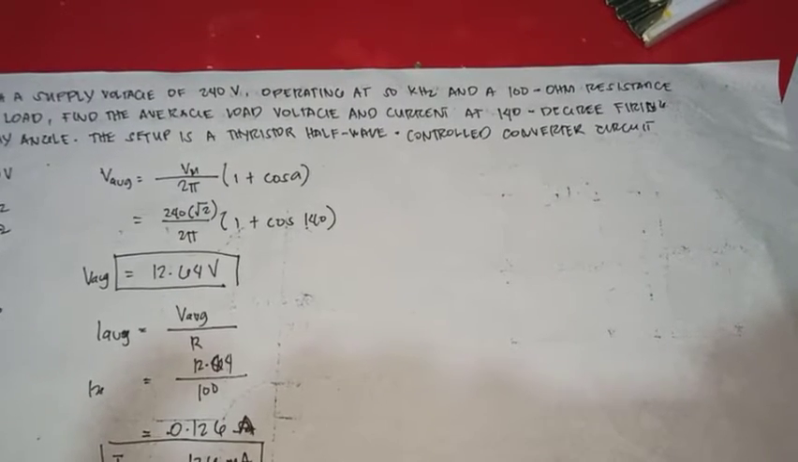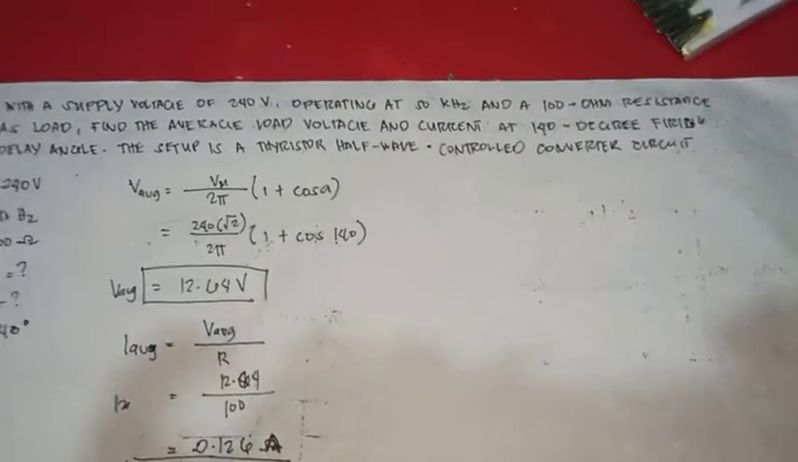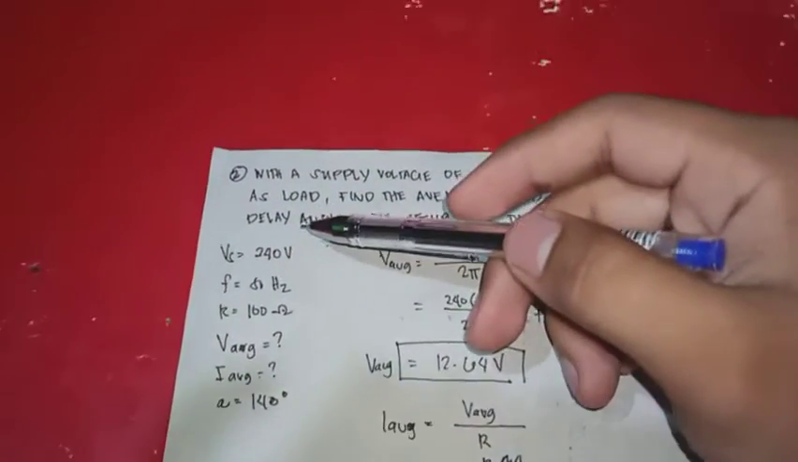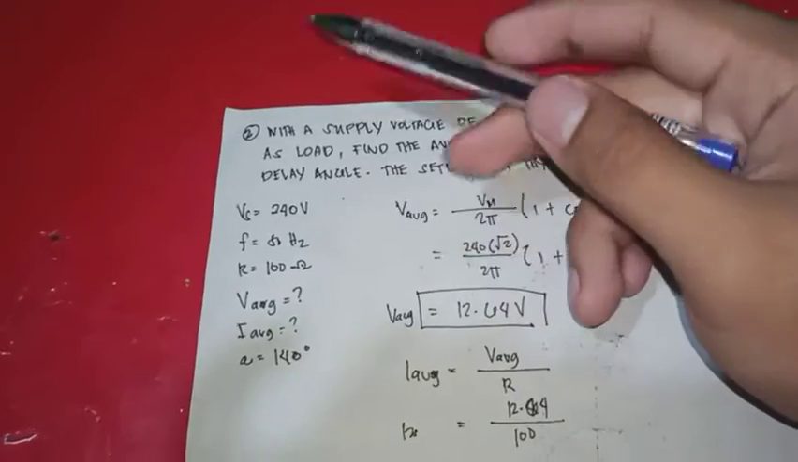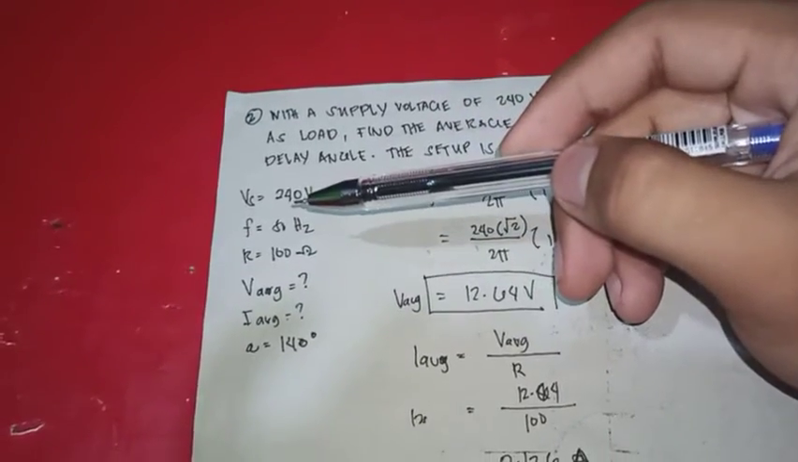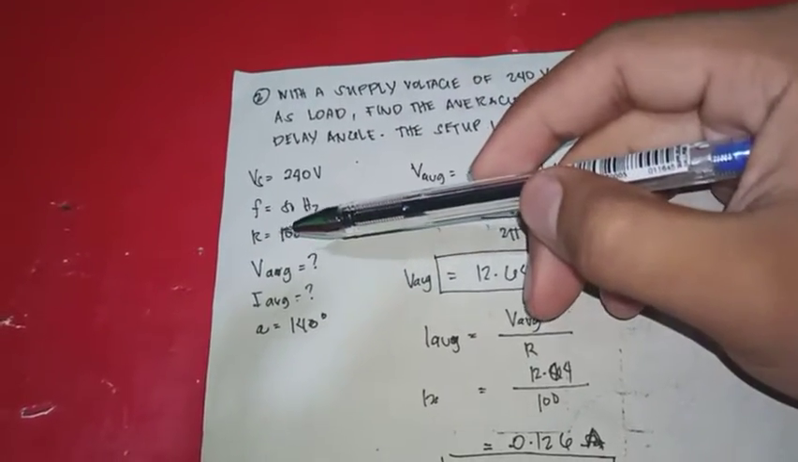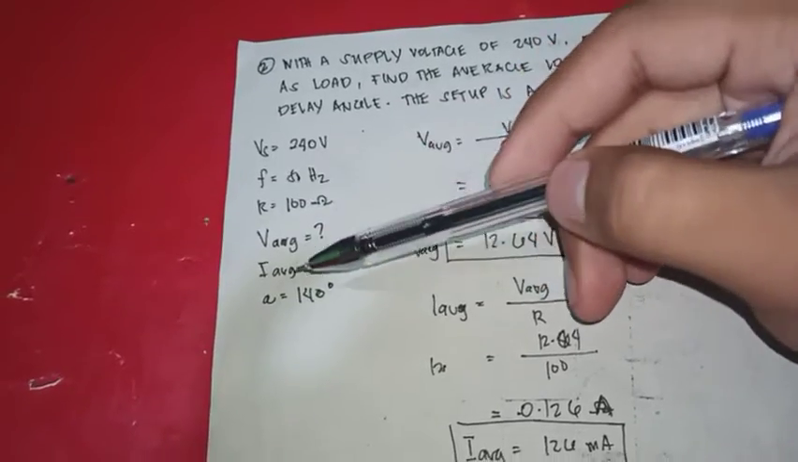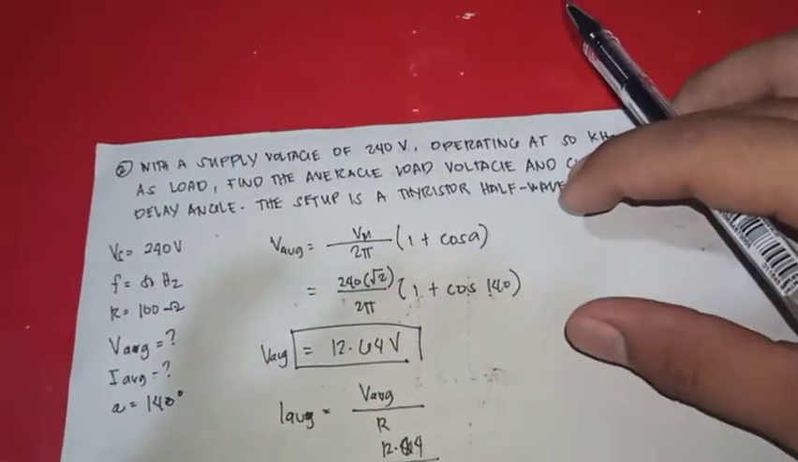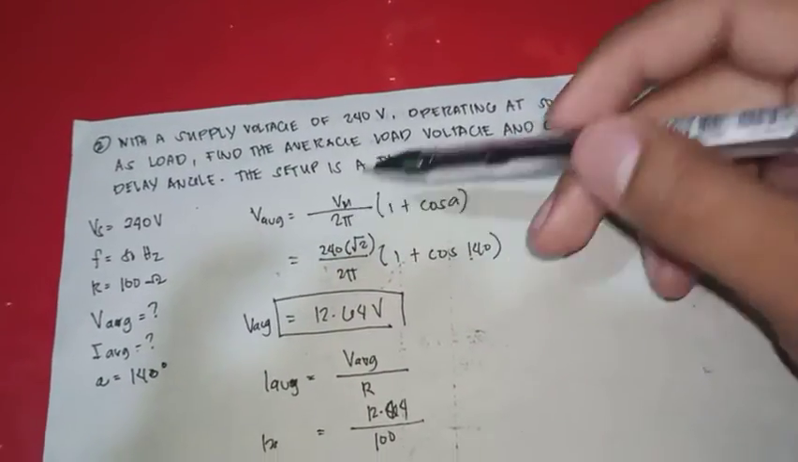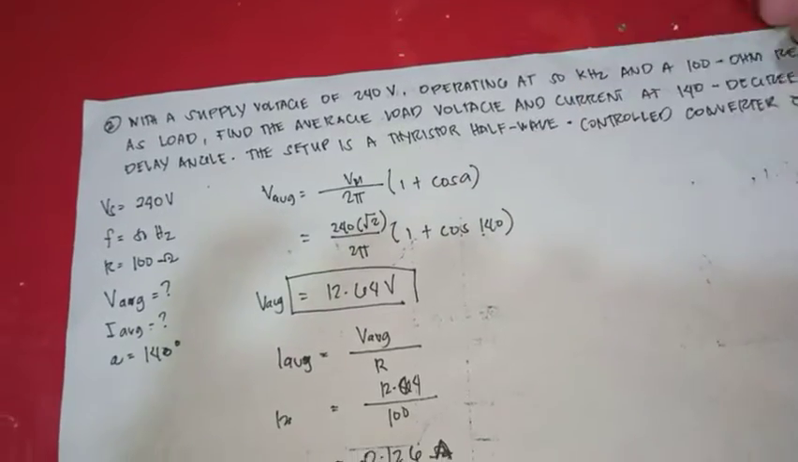The setup is a thyristor half-wave controlled converter. Given is the supply voltage VS of 240 volts, the frequency 50 Hz, and resistance 100 ohms. We need the average voltage and average current. The average voltage formula is Vm over 2 pi times (1 plus cosine alpha).